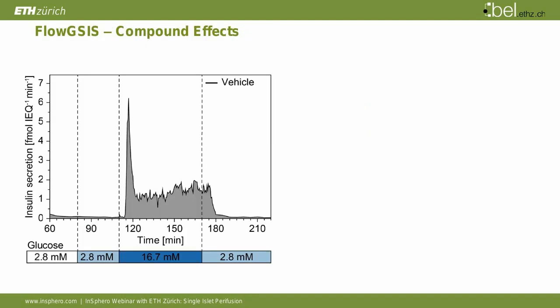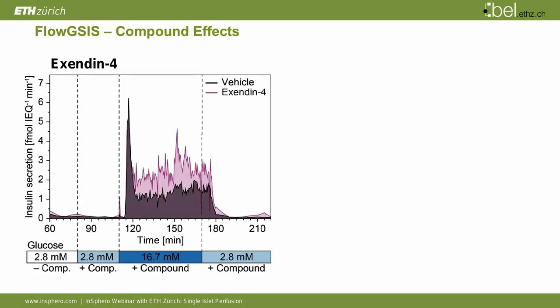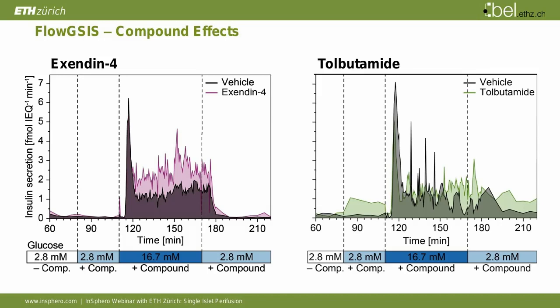We can now also have a look and see how compounds modulate this insulin release footprint. Here, for example, exendin 4, which only stimulates insulin release in the second phase, but does not change the first phase of insulin release. Whereas tolbutamide, for example, already elevates insulin release in the pre-stimulation phase, then we see again a well-pronounced dip, and we see that the first secretion phase is reduced.